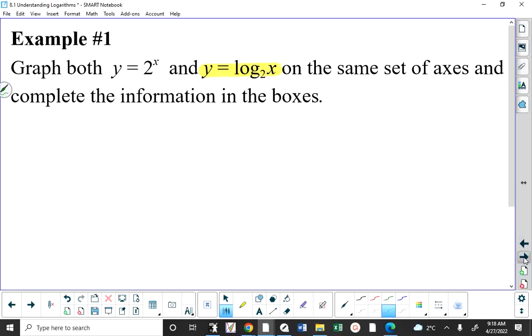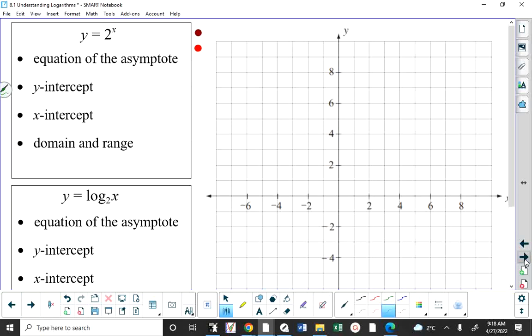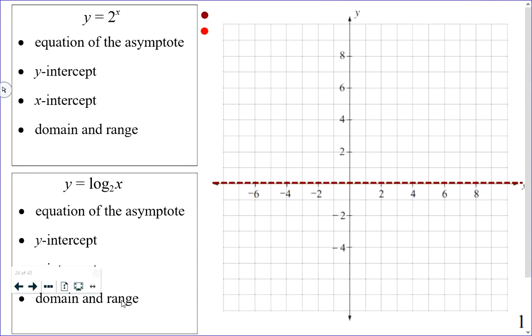So in order for us to graph y equals 2 to the x, we just go back to the first lesson in this unit. We know that y equals 2 to the x will have a horizontal asymptote on the x-axis. We also know that it has a y-intercept of 1.